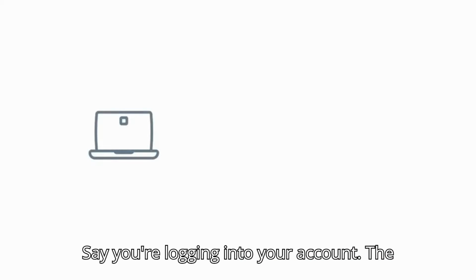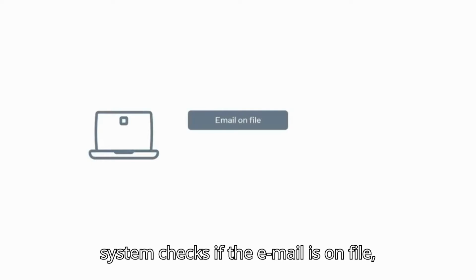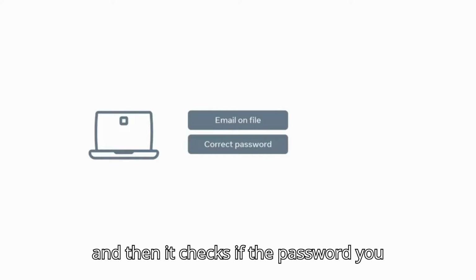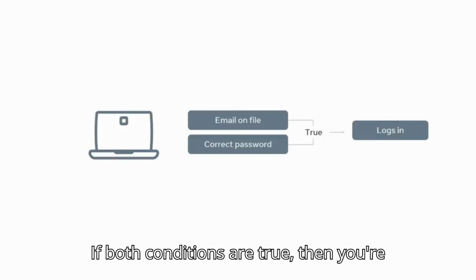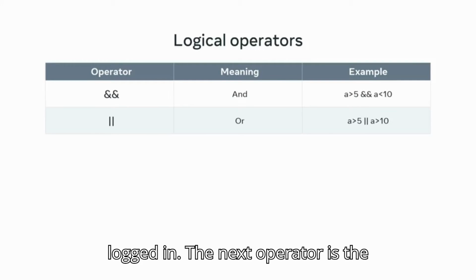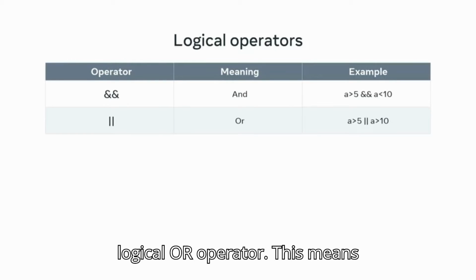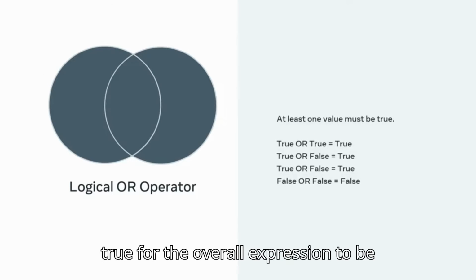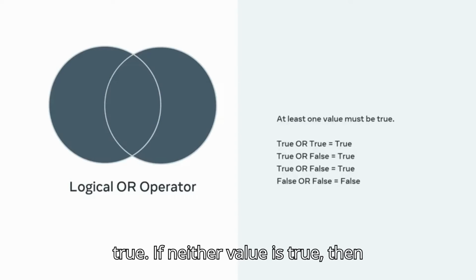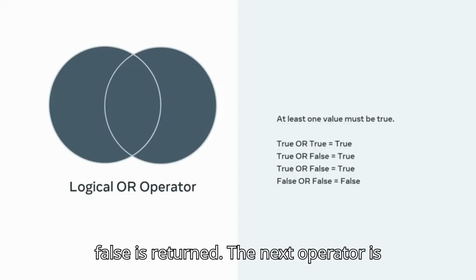Say you're logging into your account. The system checks if the email is on file, and then it checks if the password you provide is the same one for the account. If both conditions are true, then you are logged in. The next operator is the logical OR operator. This means that only one of the 2 values must be true for the overall expression to be true. If neither value is true, then false is returned.